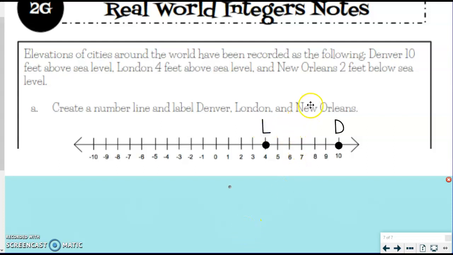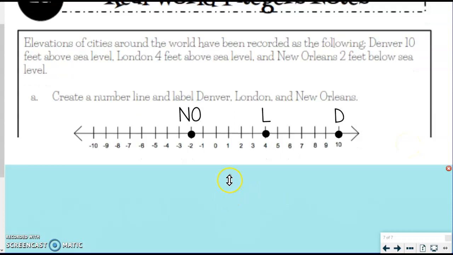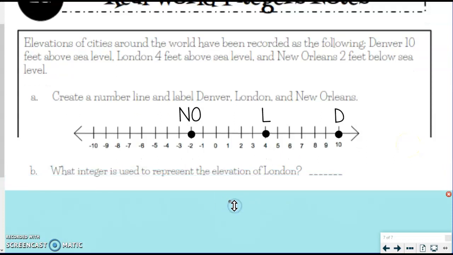And the last one is New Orleans, which is 2 feet below sea level, so I know I'm going to the left of 0, or if you did a vertical number line, you are going to go down from 0, and I have my dot, and label, O for New Orleans. Okay, I'm going to do the next one with you, and then I really want you to try the next couple on your own.